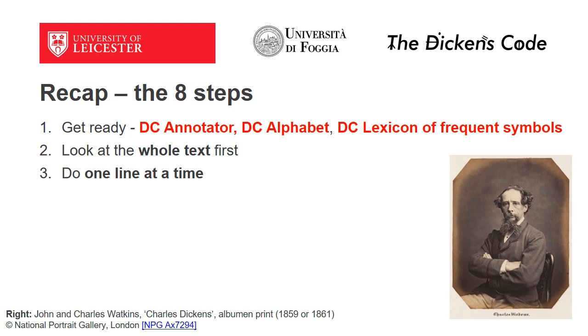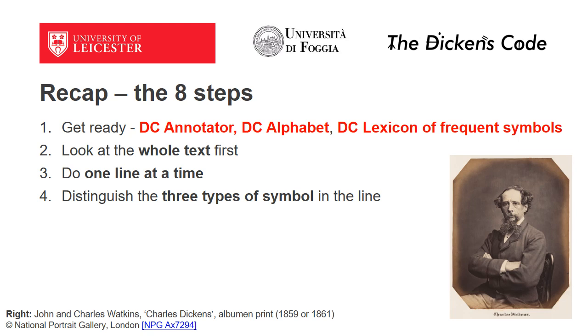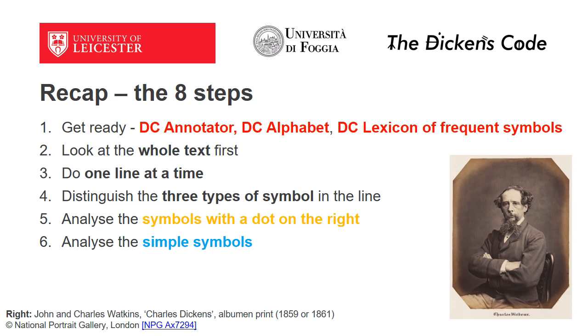Then you need to look at the symbols themselves. First, you distinguish the three types of symbol in each line: symbols with dots immediately on the right, simple symbols with a basic shape, and complex symbols which are squiggly and have lots of shapes. Then you look first at the symbols with dots immediately to the right. Analyse the symbol first, which will be a consonant, then analyse the dot, which will be a vowel, and then put the vowel and consonant together. Then you look at the simple symbols with one basic shape and use the alphabet and lexicon to find out if it stands for a letter or a word or perhaps both, and write your transcriptions under the symbol.